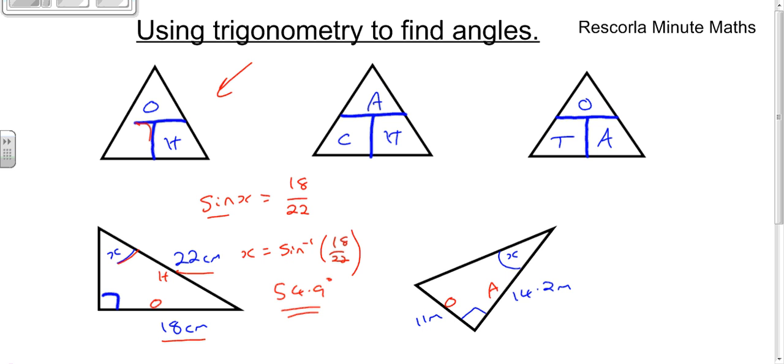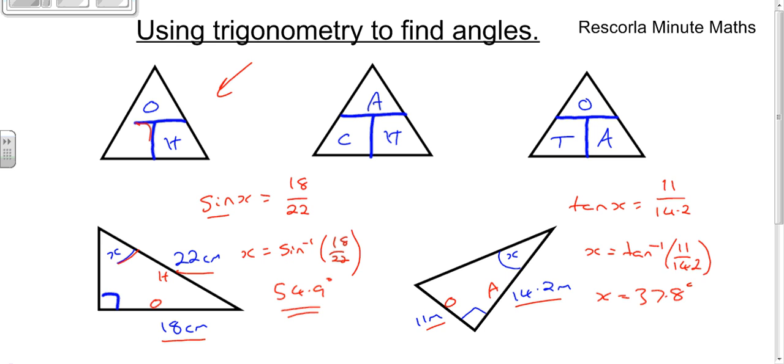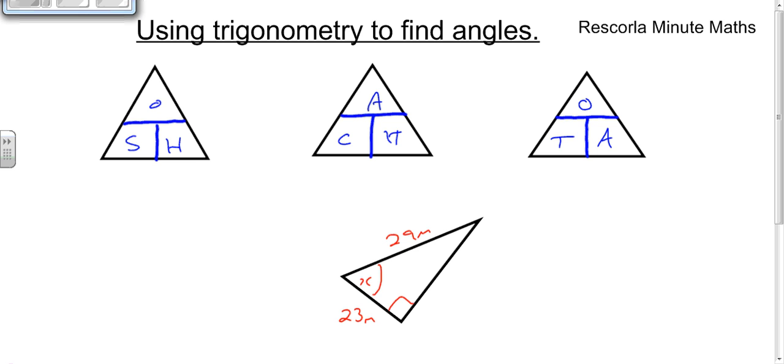So again, this question here, we've got O and we've got A. So that's going to be TOA. So we cover up the T. It's going to be tan of X, if we cover up that T, equals the opposite divided by adjacent. So 11 over 14.2. Next step, because we're looking for the angle, we do tan to the minus 1 of 11 over 14.2. And if we do that, we get 37.8 if we round it properly. That's degrees.